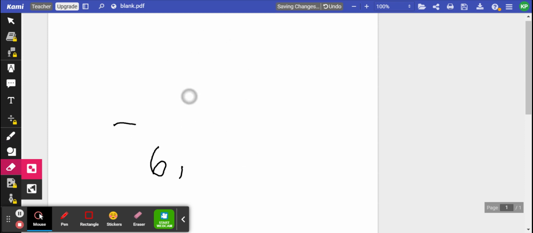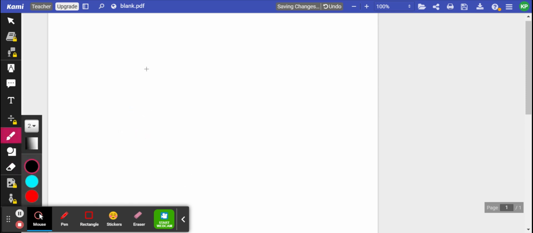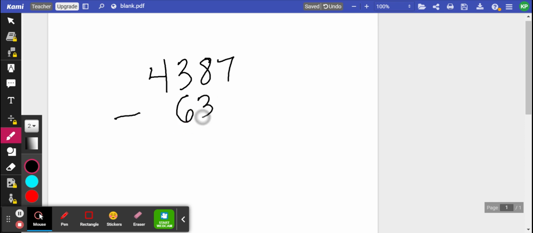All right, the second problem in our try it section was 4,387 minus 639. So just like last time and just like every time, we will always push our number as far as we can to the right and get all of our columns lined up. So right here, we've got the ones, the tens, the hundreds, and the thousands.